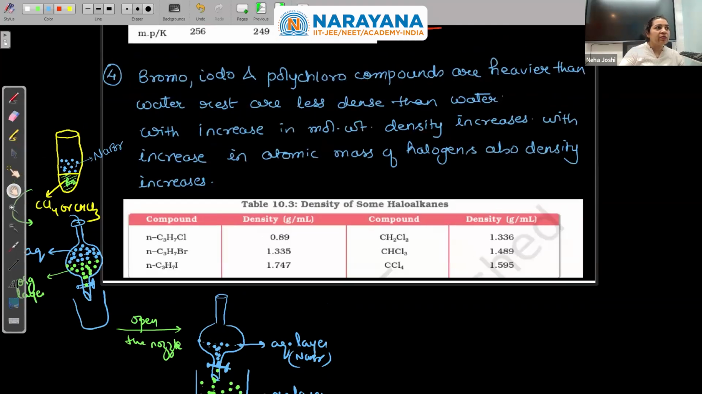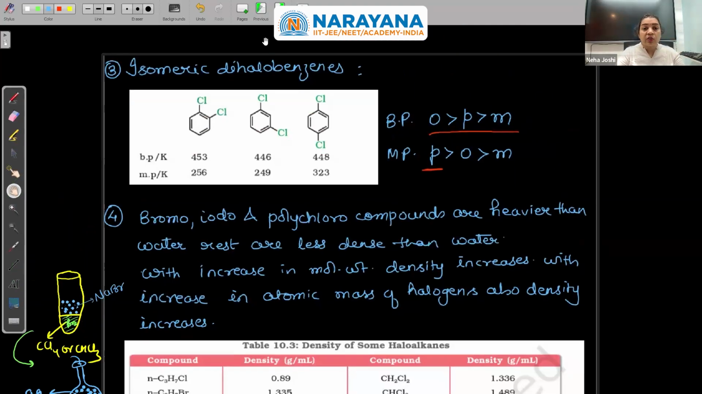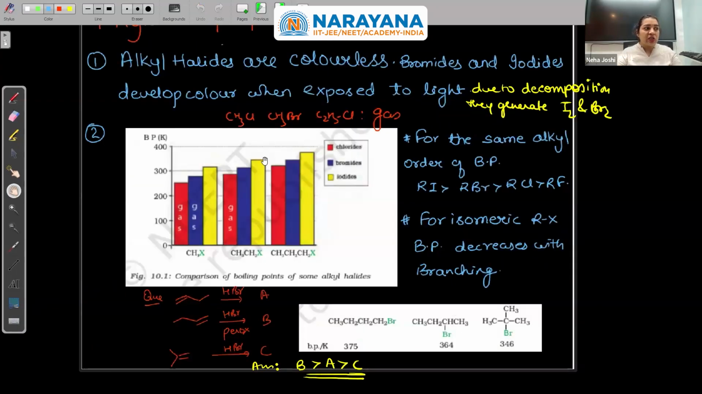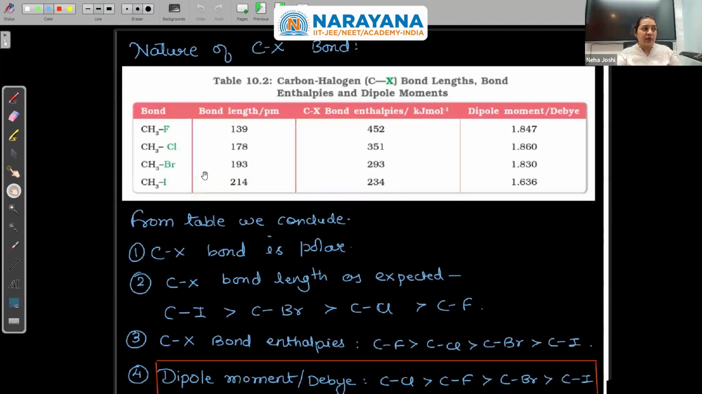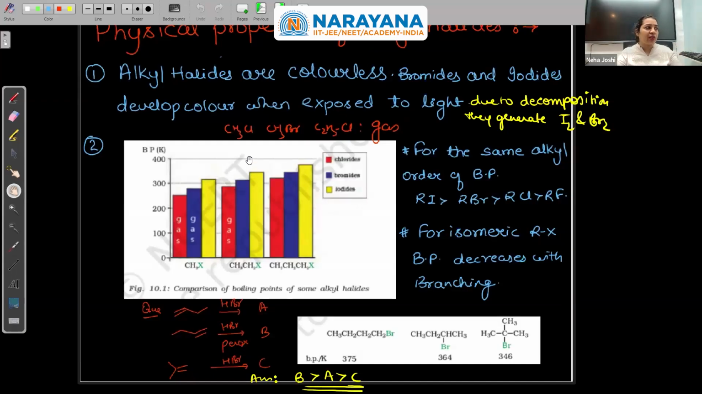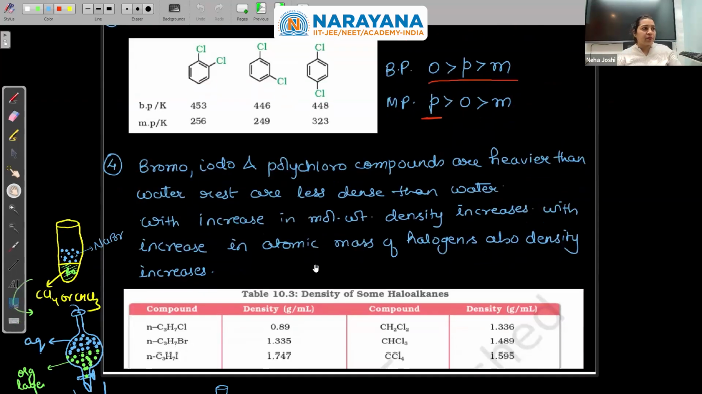It may seem that these are only physical properties, but very good questions can be made on these physical properties. Please don't neglect them. Then when they appear in exams, they give you chills, wondering from where they are asking. So these data tables in the NCERT, pay attention to them, spare 4-5 minutes on them and you will get the question.